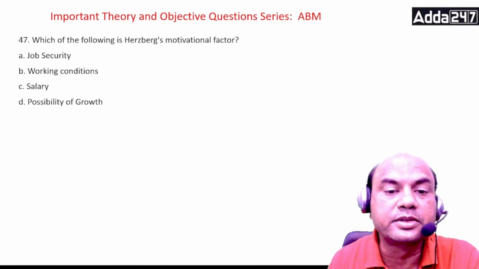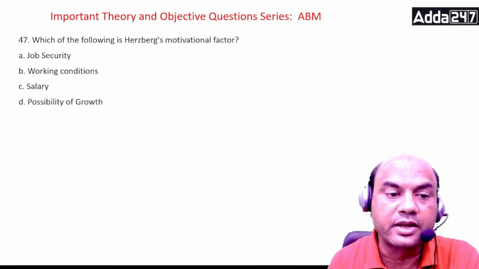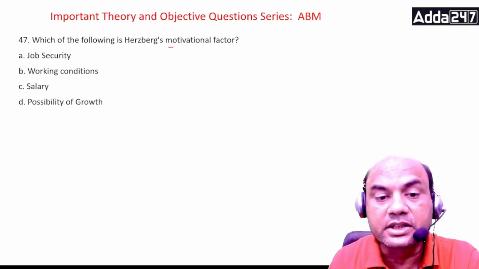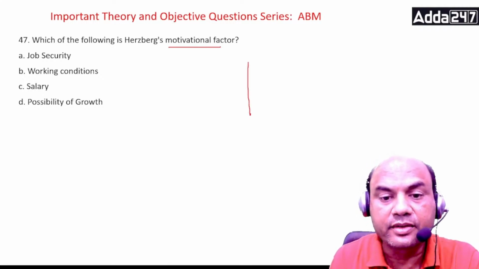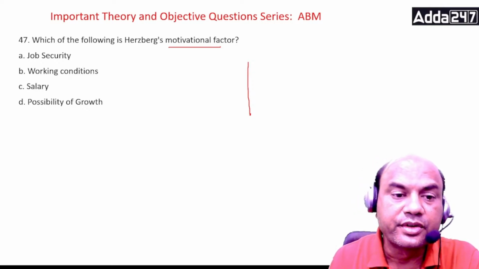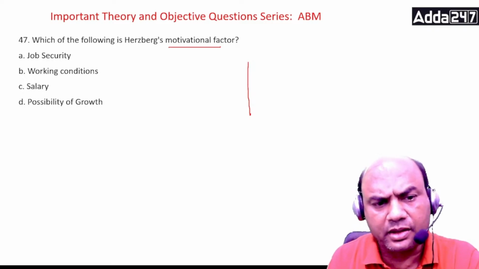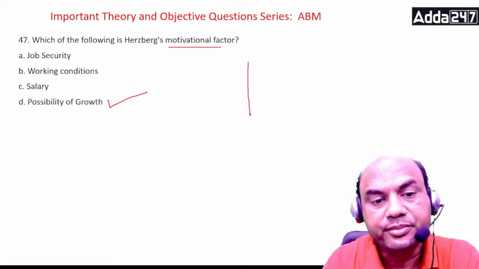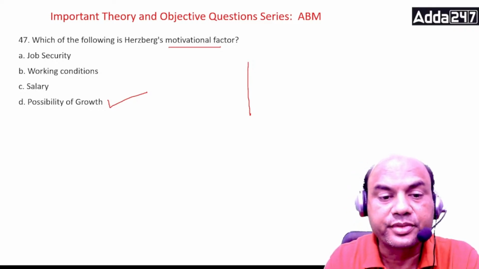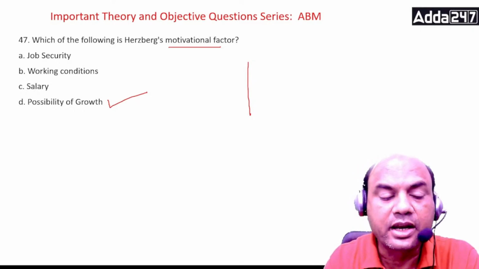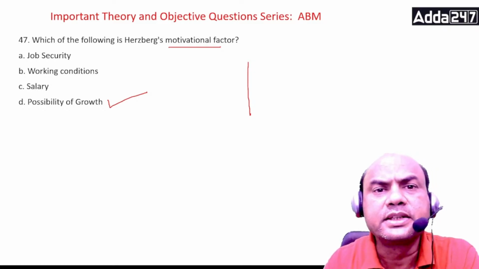Which of the following is a Herzberg's motivational factor? Job security, working conditions, salary, and possibility of growth. Herzberg's theory talks about two factors, right? One is the existence (hygiene) factor, and the second is the motivational factor. So which of them is the answer over here? It is the possibility of growth. Basically, it talks about growth prospects, future prospects. The remaining ones, job security, working conditions and salary, are the existence factors.